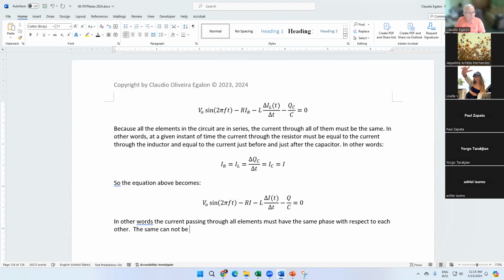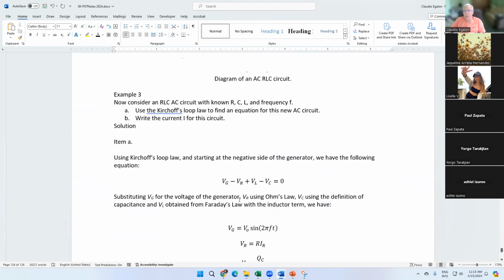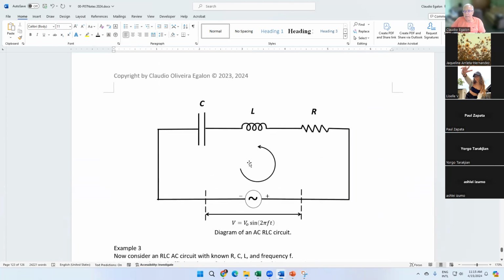The same cannot be said about the voltage across each element. Okay, the voltage is going to be a different story. Okay, remember how the voltage and the current are measured, right? The voltage must be measured with a voltmeter that's parallel to each of these devices, whereas the current is measured with a device that is in line, in series with the whole circuit. That's why the current must be the same, but the voltage doesn't have to be necessarily the same.